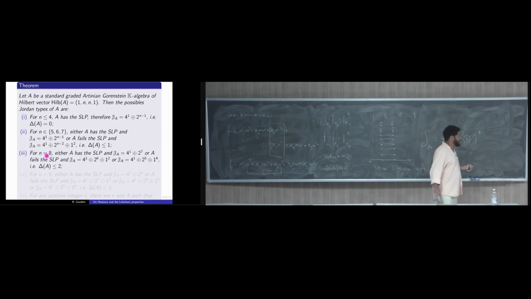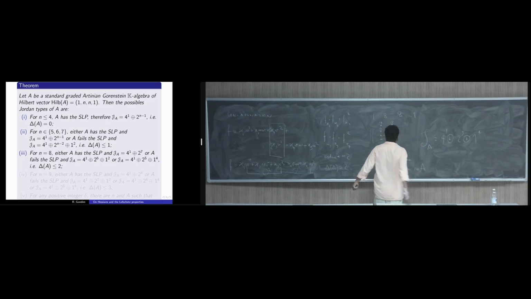For n equals 8, either A has non-vanishing Hessian and has the SLP, and the Jordan type is the dual of Hilb, 4, 1, 2, 7, or A fails SLP and its Jordan type is 4, 1, 2, 6, 1, 2 if delta equals 1, or 4, 1, 2, 5, 1, 4 if delta is equal to 2, which is actually this concatenation case.